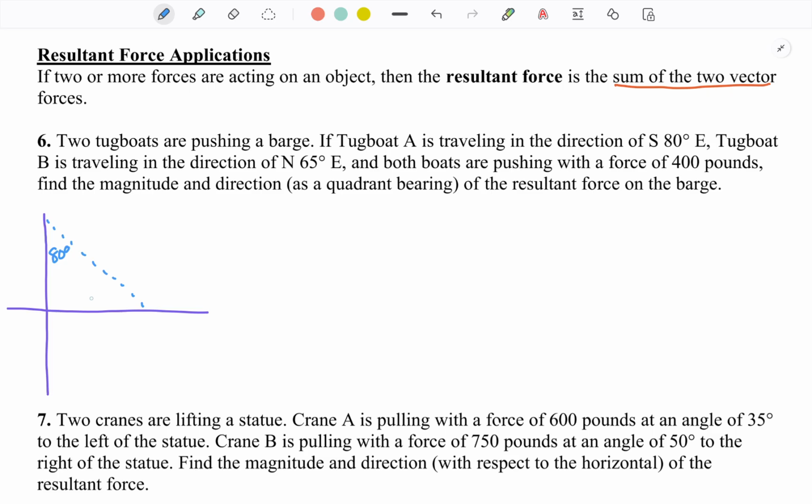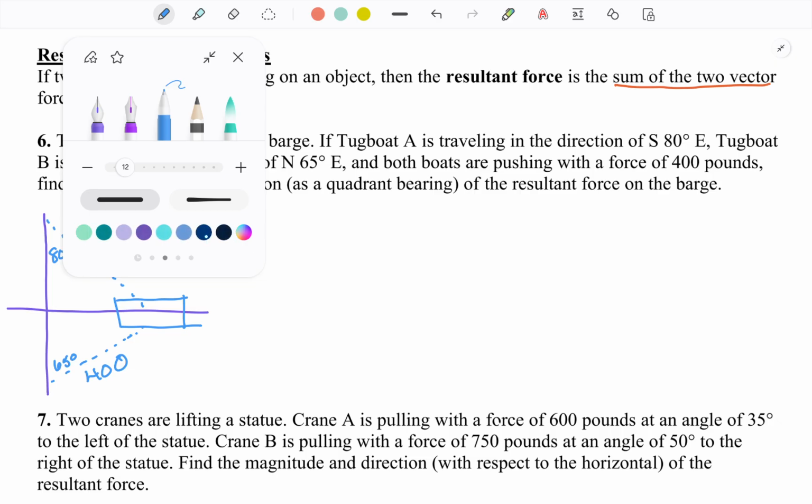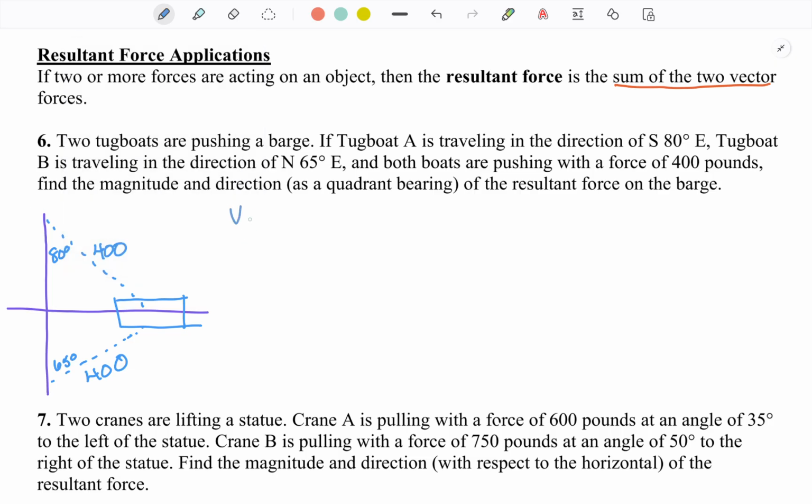And tugboat B is traveling in a direction of north 65 degrees east. So 65 degrees this way. And both boats are pushing with a force of 400 pounds, so that's what I'm going to make my magnitude be. We need to find the magnitude and direction as a quadrant bearing of the resultant force. So here is the barge that they are pushing. For tugboat A, we're going to call this vector A for tugboat A.